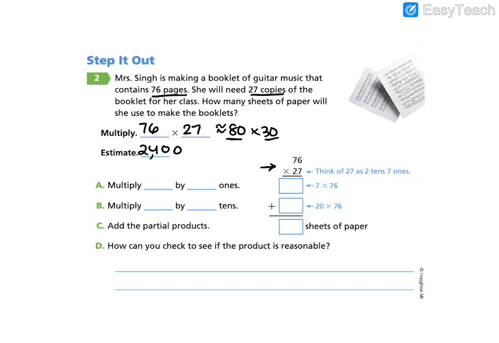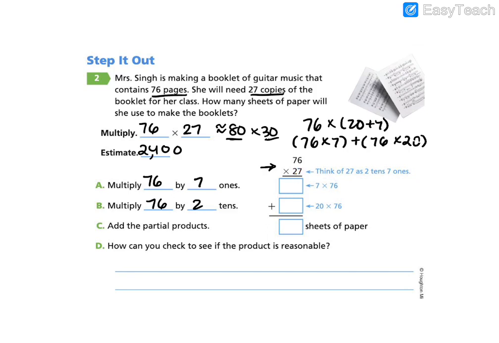All right, it has it set up for us here. The first thing we need to do is multiply 76 by the 7 ones. Then we'll multiply 76 by 2 tens. Okay, so again, think about this as 76 times 20 plus 7. We need to do 76 times 7 first, then do 76 times 20. Right, so let's start with 76 times 7.